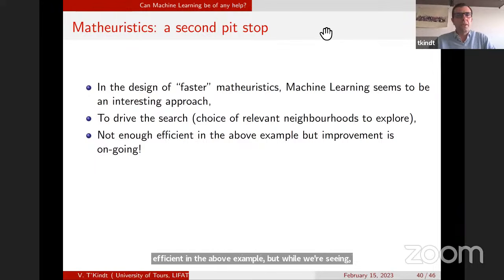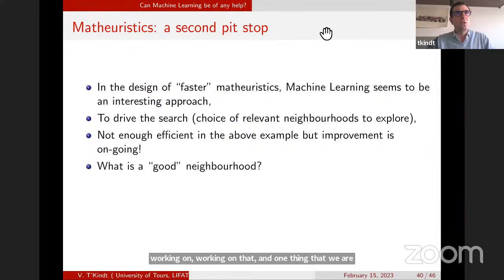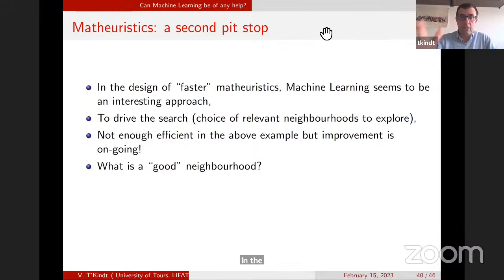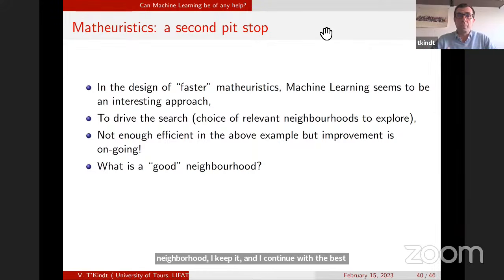And one thing that we are looking at is the notion of a good neighborhood. In the Matheuristic, you say the first improving neighborhood, I keep it, and I continue with the best solution that I got from this neighborhood. But possibly it's a bad idea to do it like that. Possibly you should have an idea of what happens after a second and a third reoptimization. So 2 or 3 iterations further to really know if keeping a solution in your neighborhood was a good decision. And so this is the way we are looking at the thing, trying to get information on the next iteration and learning based on what we get 2 or 3 iterations further.